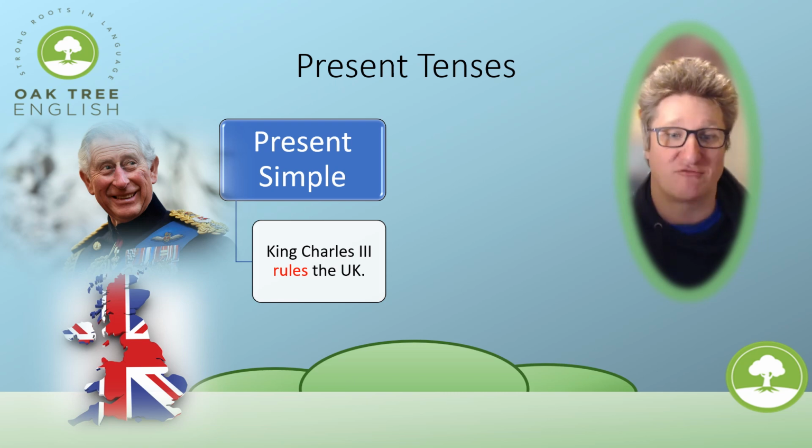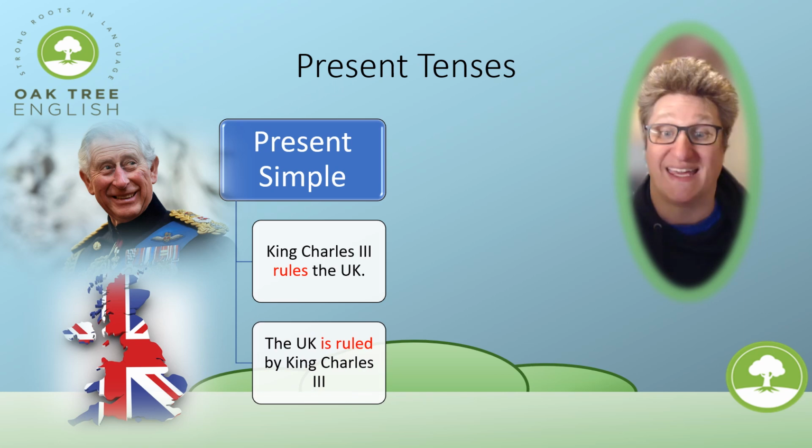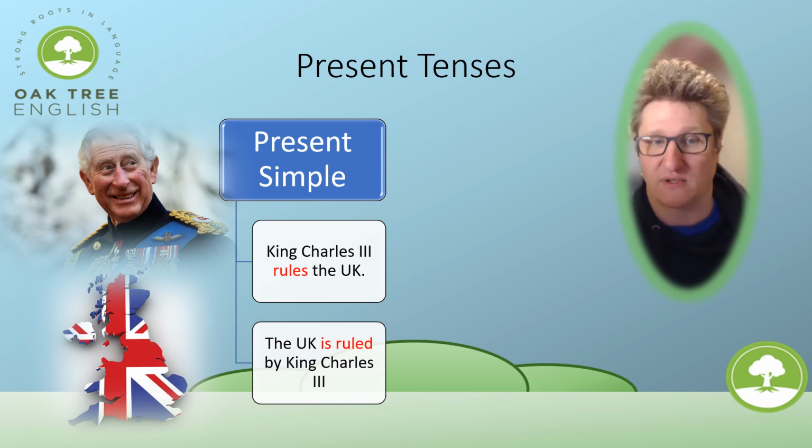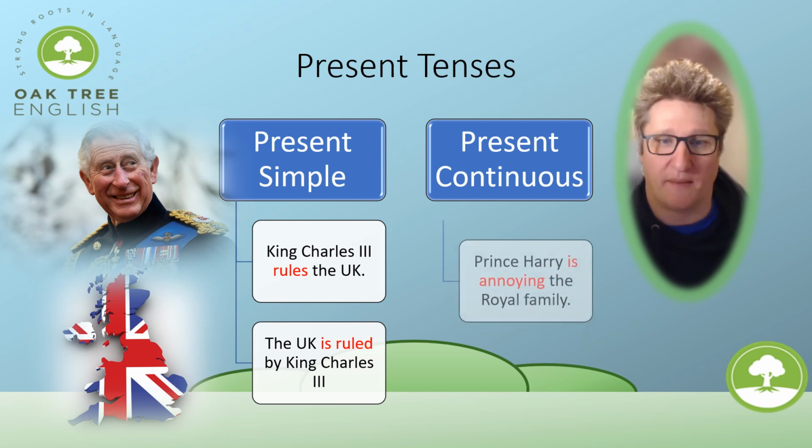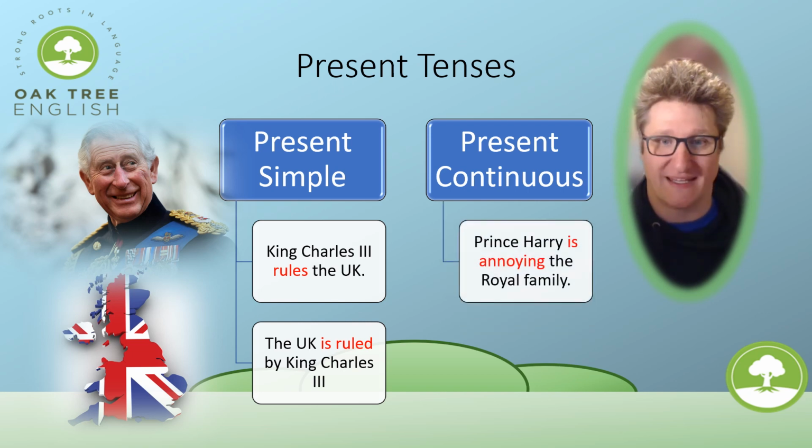King Charles III rules the UK. In the passive voice, the UK is ruled by King Charles III. Would you like to see that in the present continuous? Of course you would. So in the present continuous, Prince Harry is annoying the royal family.